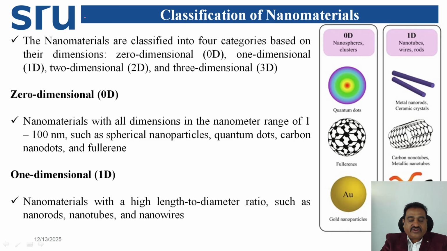Let us see zero dimensional nanomaterials first. These are nanomaterials with all dimensions in the nanometer range of 1 to 100 nanometers, such as spherical nanoparticles, quantum dots, carbon nanodots, and fullerenes. One dimensional nanomaterials you can see here, and we will discuss them later after zero dimensional.